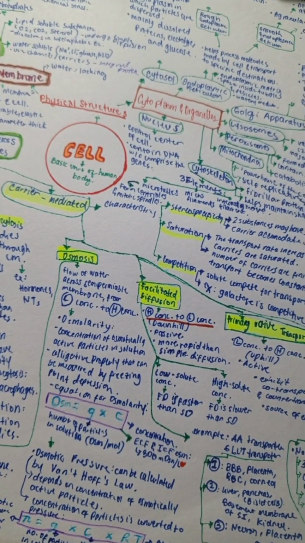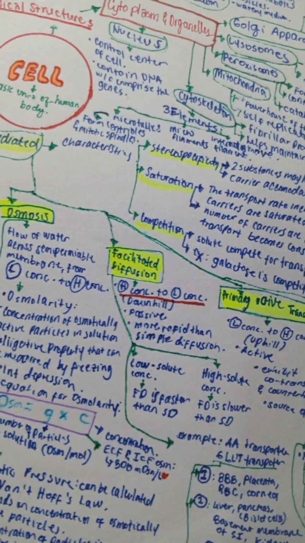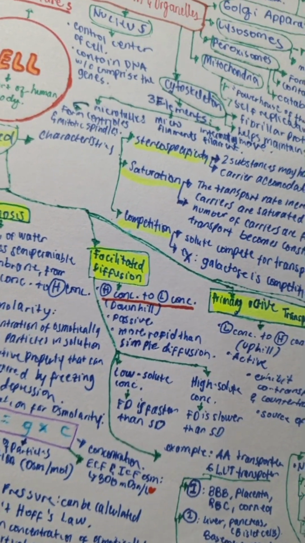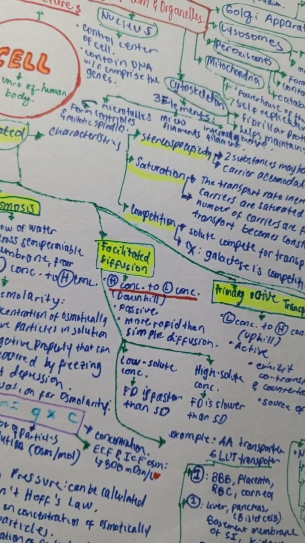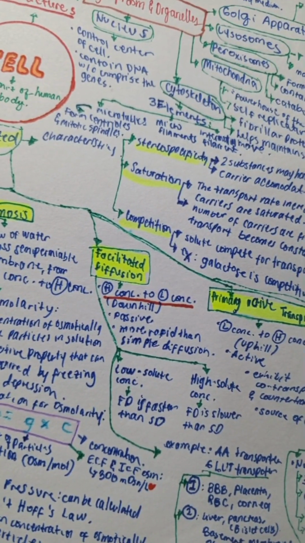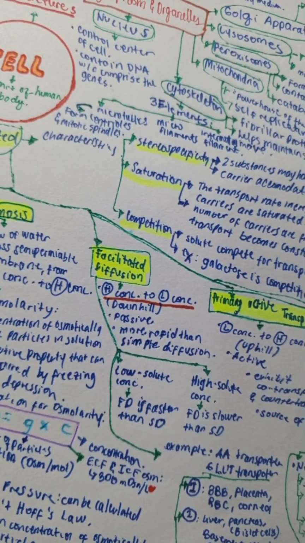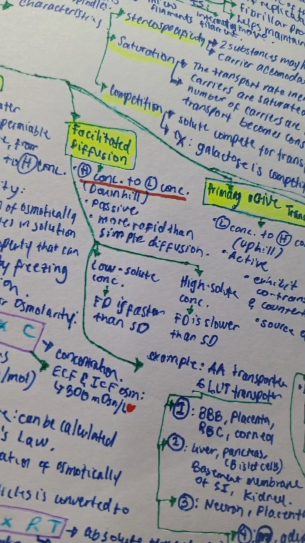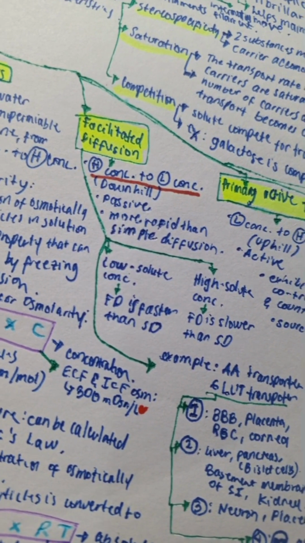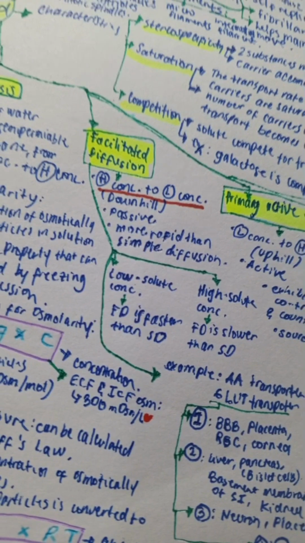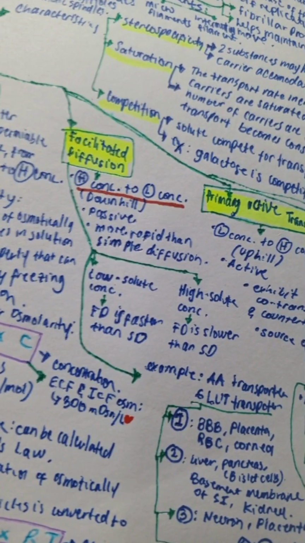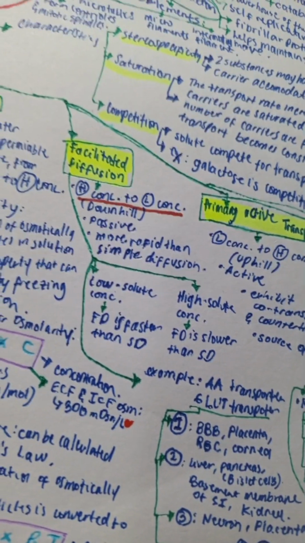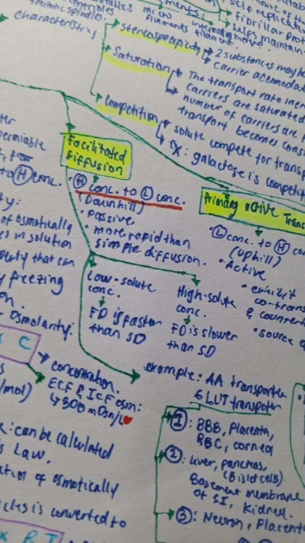Aside from osmosis, we also have facilitated diffusion. It is like simple diffusion, moving a substance from high concentration to low concentration, also called downhill transport. It is passive, but more rapid than simple diffusion. If the solute concentration is low, facilitated diffusion is far faster than simple diffusion. But if the solute concentration is high, facilitated diffusion is slower than simple diffusion.